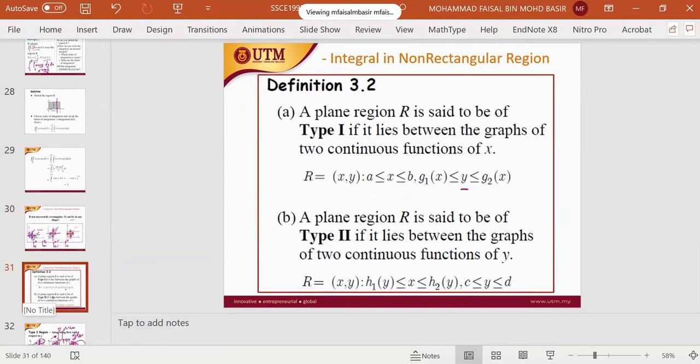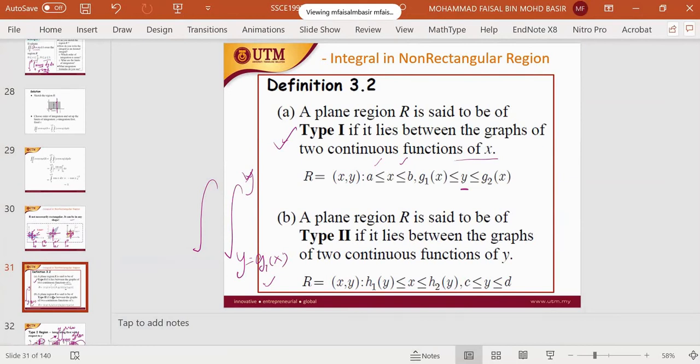A plane region is said to be type 1 if it lies between the graphs of two continuous functions f(x), where x is from a to b, which is constant, and your y must be a function of x. When you integrate, the y should be a function of x. This is for the lower limit, this is for the upper limit, either bottom or leftmost, and top or rightmost.